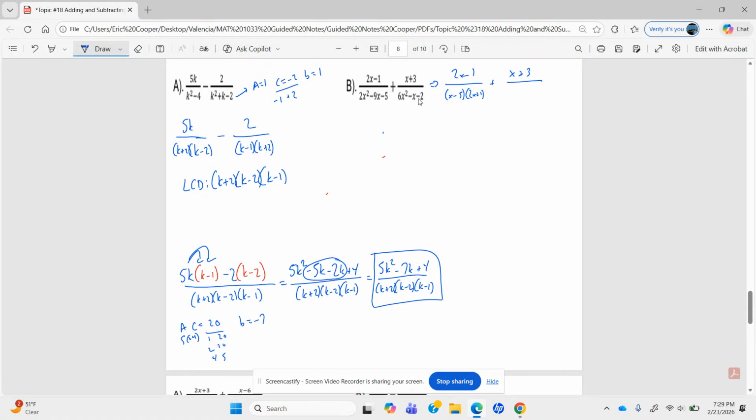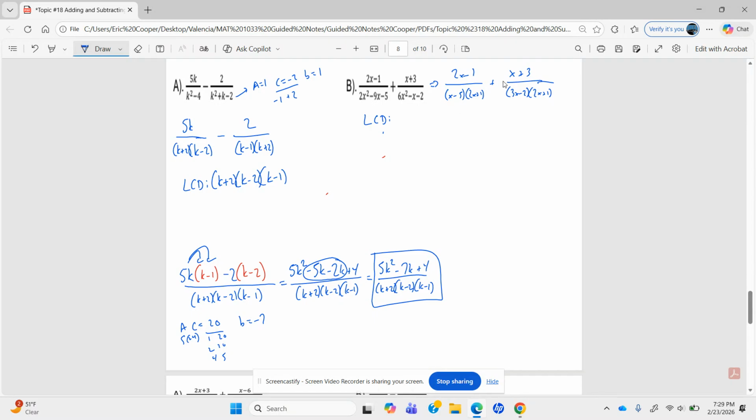We'll also factor the 6x squared minus x minus 2. In this case, this factors out to be 3x minus 2 and 2x plus 1. Now that the denominators are factored, we can find the LCD.